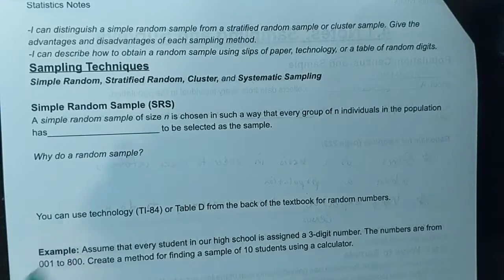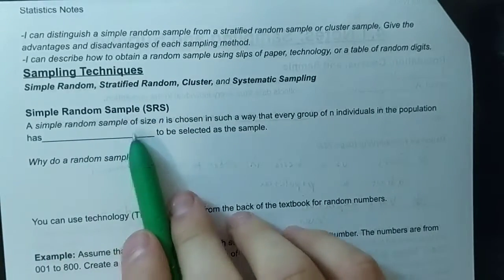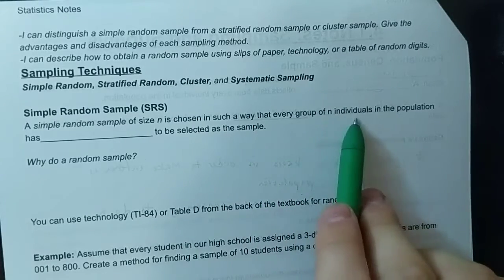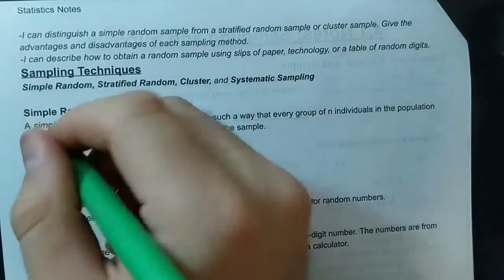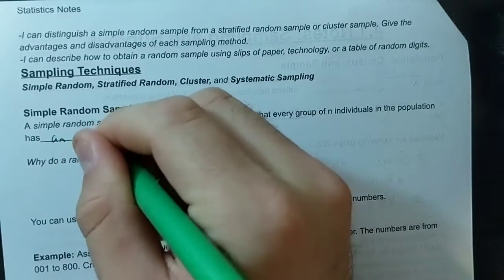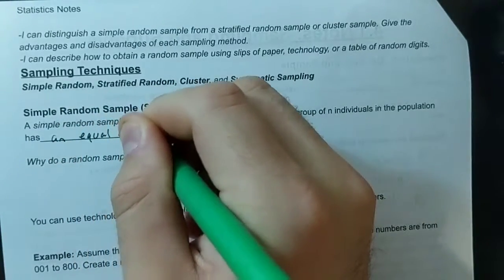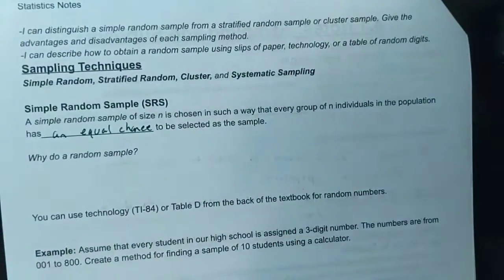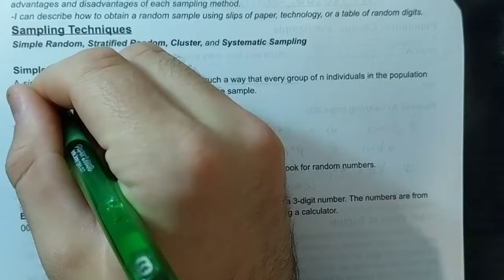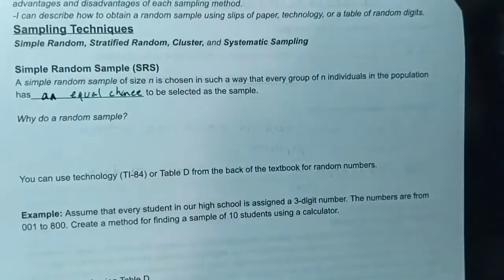First, simple random sample. A simple random sample of size n is chosen in such a way that every group of n individuals in the population has an equal chance to be selected. So anybody that gets chosen here, it's of equal probability.